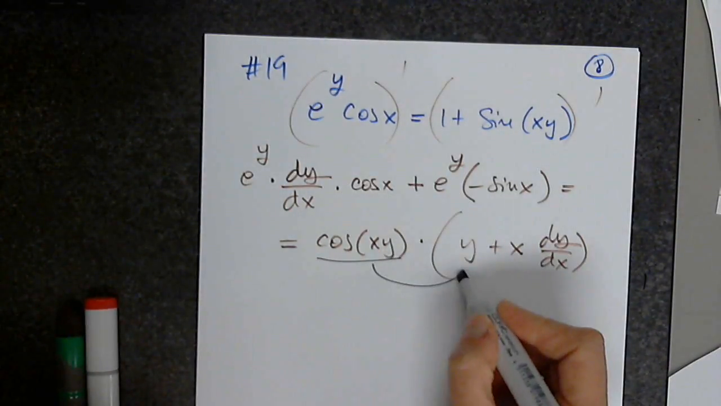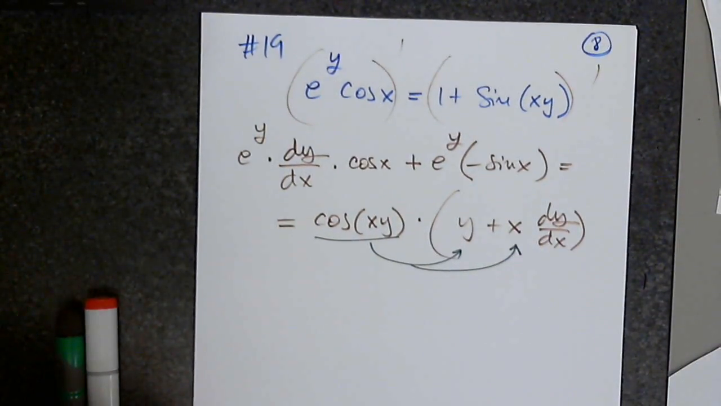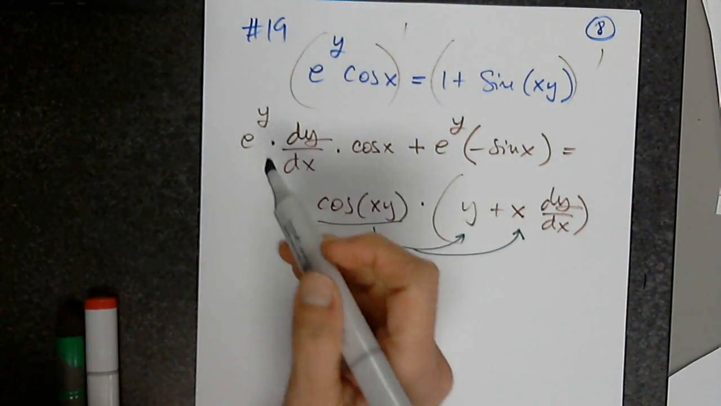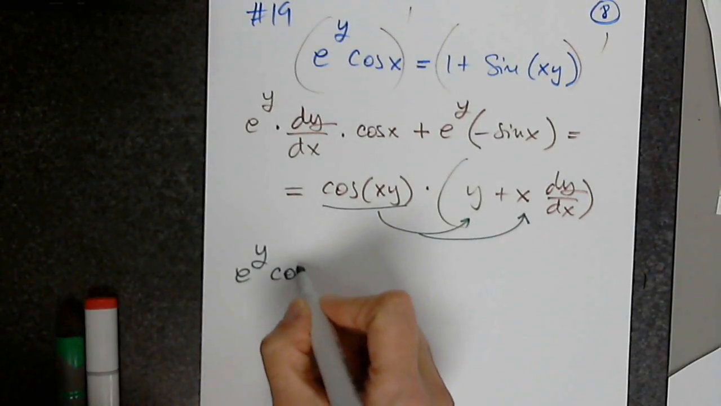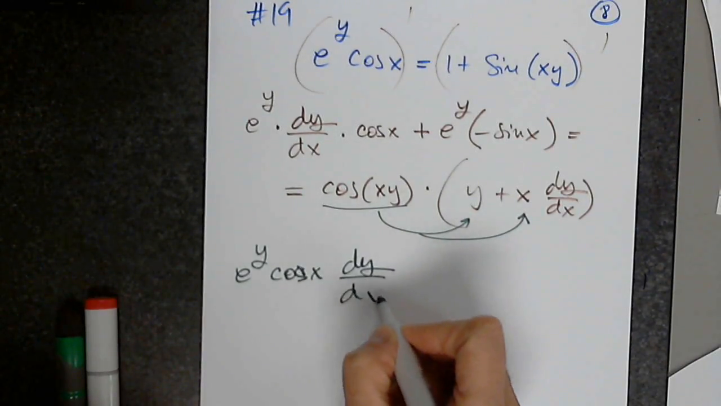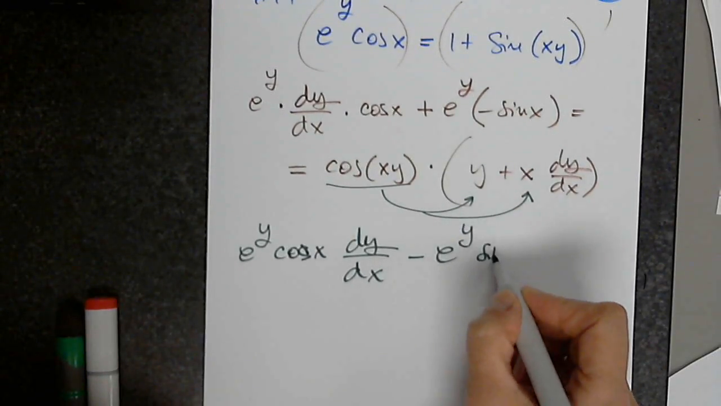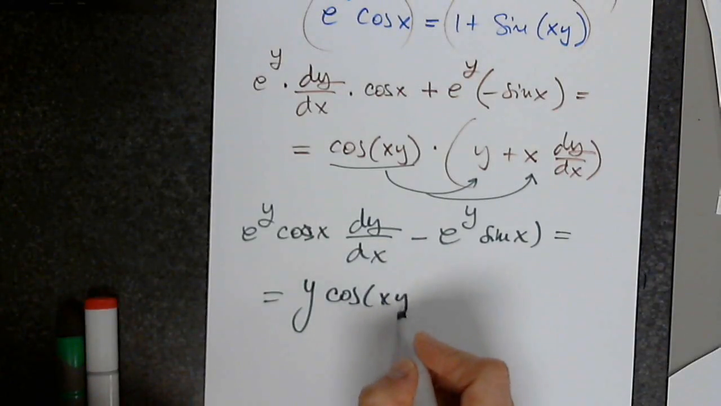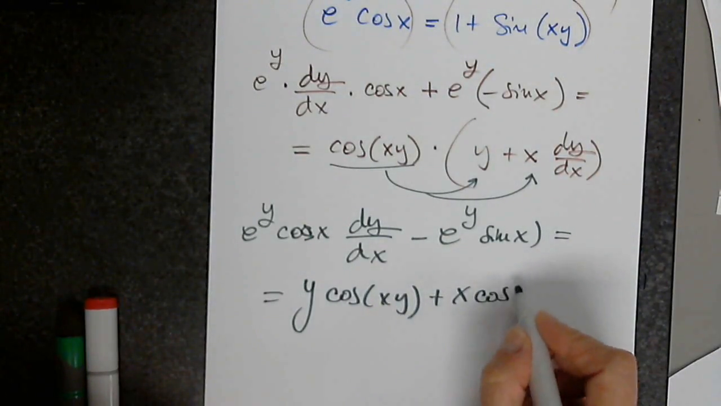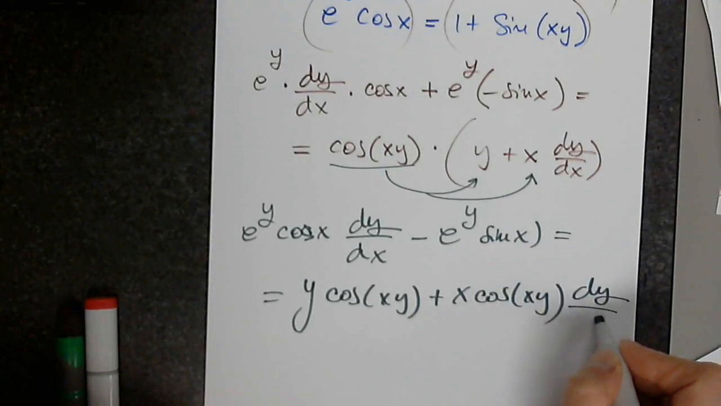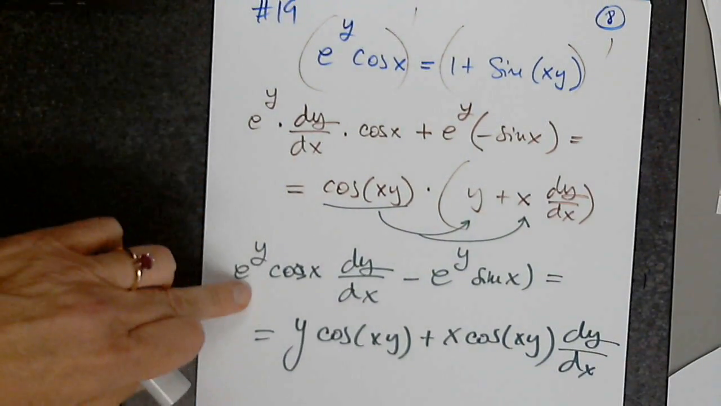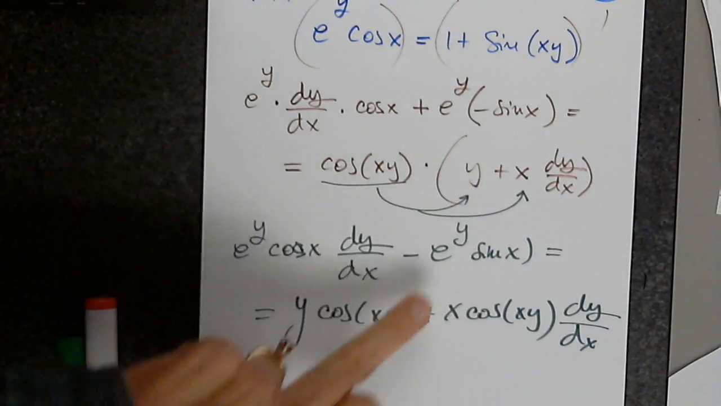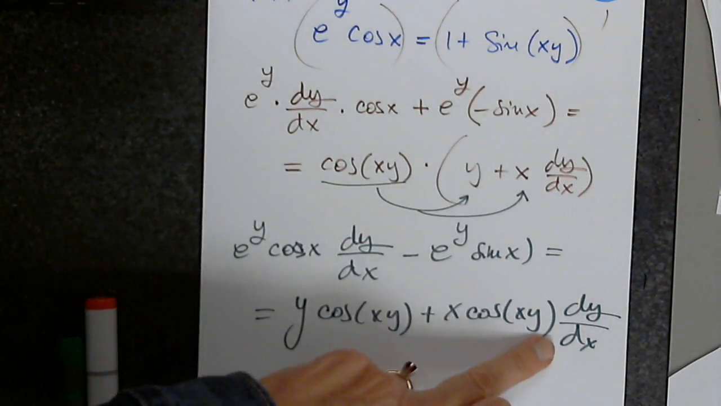I have to distribute this to these two terms. Separate the terms with dy over dx. So I'm going to put cosine next to e to the y. So e to y times cosine x dy over dx minus e to y times sine x equals y cosine xy plus x cosine xy dy over dx. So I copied this, I just rearranged it a little bit. I copied this without parentheses. I distributed this to y, and I distributed this to x.